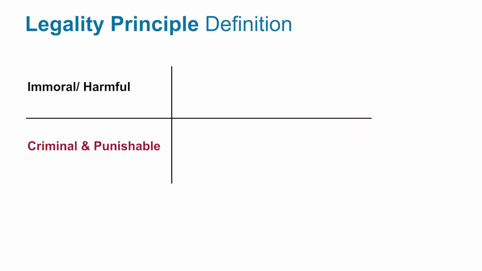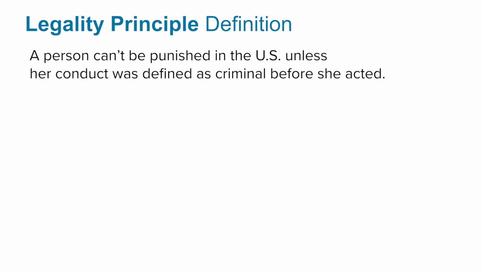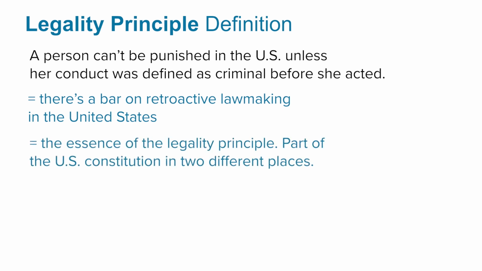The idea is like this: some conduct is immoral or harmful. Some conduct is criminal and punishable. But the fact that conduct is immoral or harmful doesn't necessarily mean that it's criminal and punishable. Because generally speaking, a person can't be punished in the US unless her conduct was defined as criminal before she acted. Another way of saying this is that there's a bar on retroactive lawmaking in the United States. This prohibition on retroactive criminal lawmaking is understood to be the essence of the legality principle.